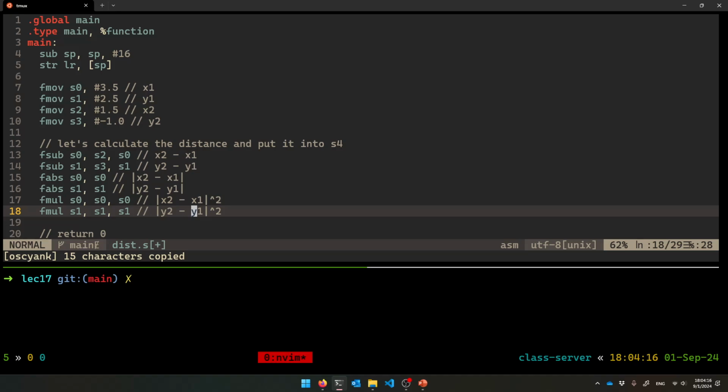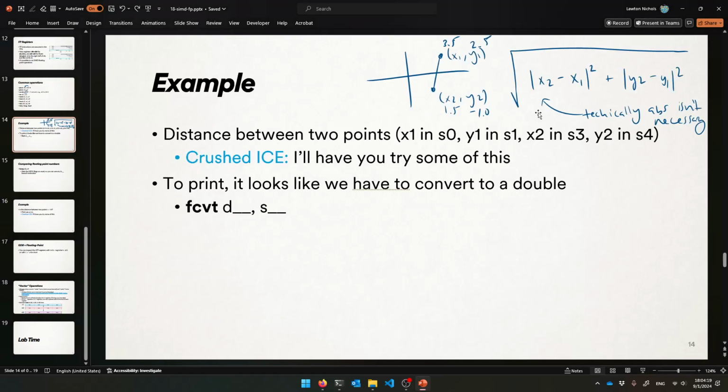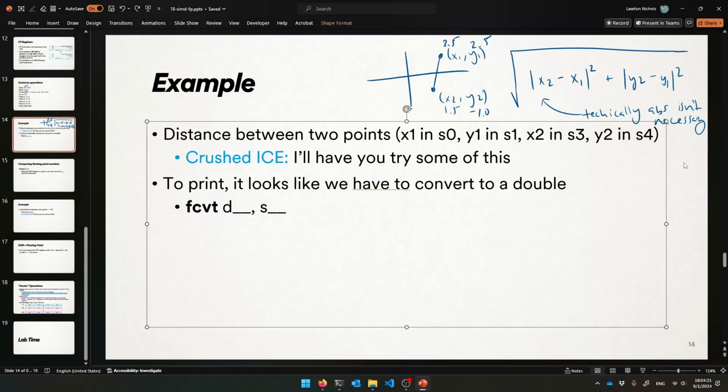There. So I'm almost there. I'm almost home free, right? Now I need to add them, and then take the square root.